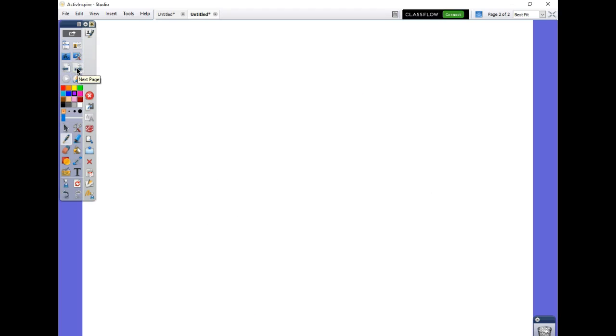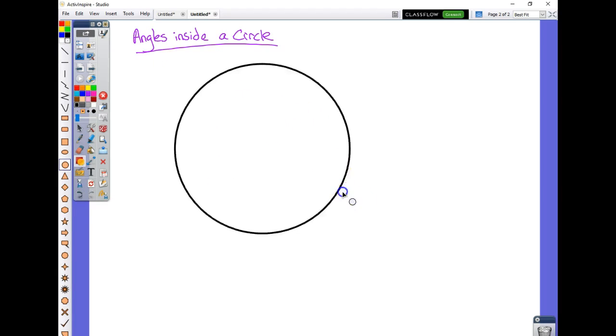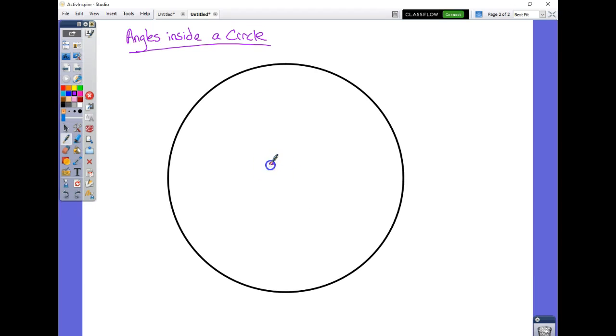So the first thing we're going to talk about is going to be angles inside a circle. Again, I'm just going to use the shape function to come up with my circle. Hopefully, is that the one that I want? Yes, it is. So, angles inside of my circle. The only thing I really wish is that they would put a center in my circle.